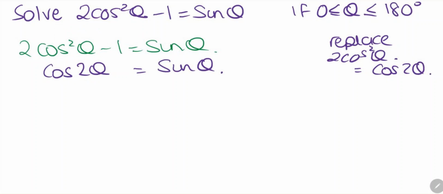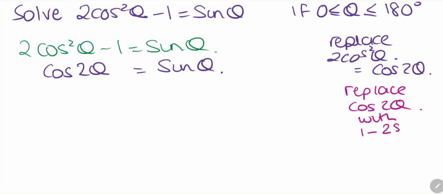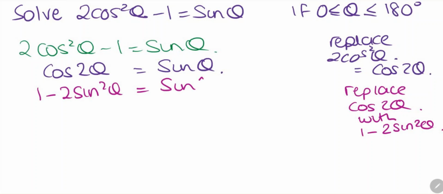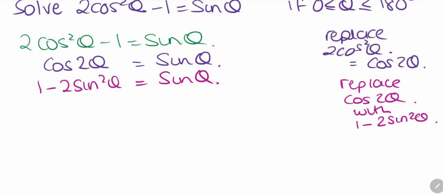So I'm going to replace now my cosine 2 theta with one that contains sine. So that's 1 minus 2 sine squared theta. So 1 minus 2 sine squared theta. I'm keeping the right hand side the same.